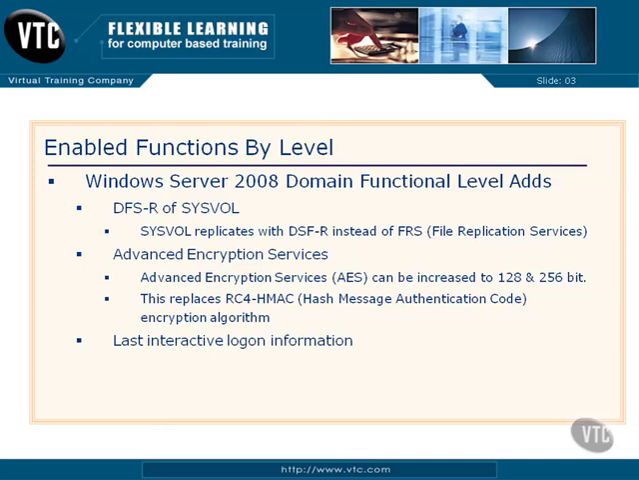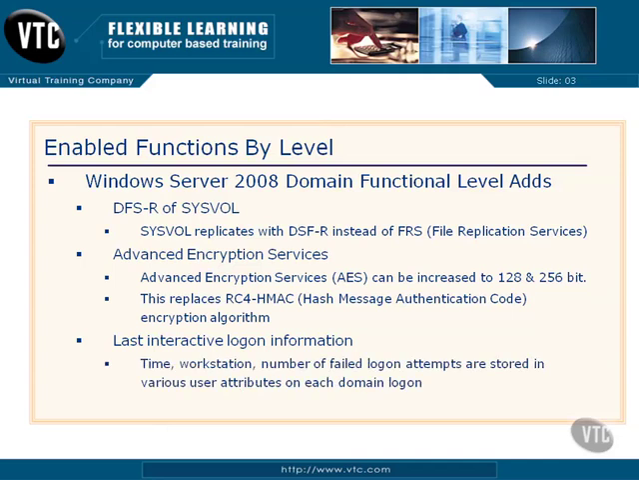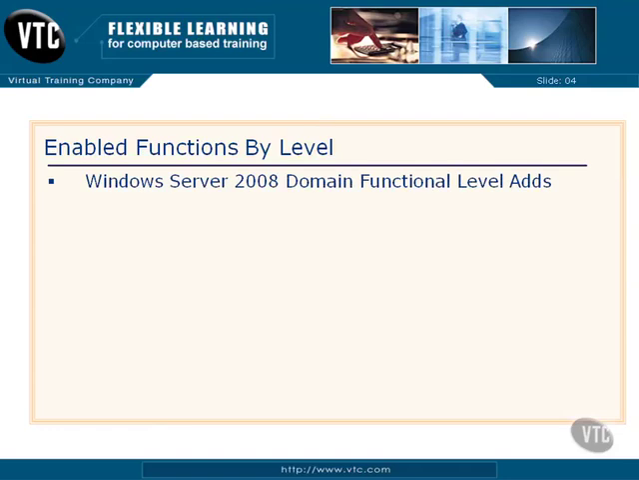Now, one other thing you pick up in Server 2008 at the domain functional level when you raise it from 03 to 08: the last interactive logon information, and this is very similar to that timestamp stuff a little earlier. The time, the name of the workstation, the number of failed logon attempts, all now get stored in various user attributes on each domain logon. But again, you can see Microsoft's trying to provide us more security information, more auditable information for each user that logs on, and that's a good thing.